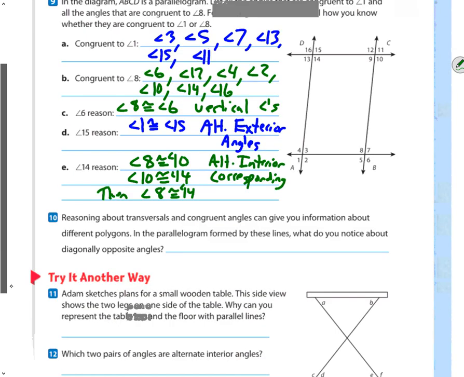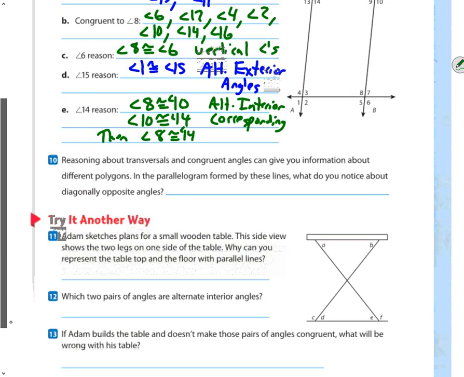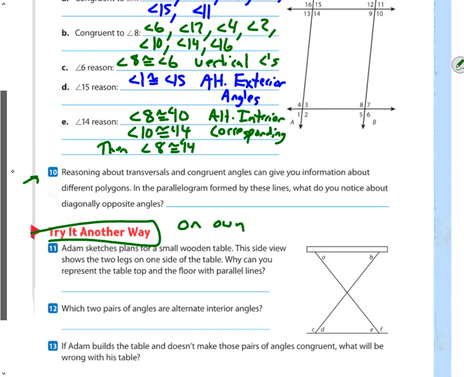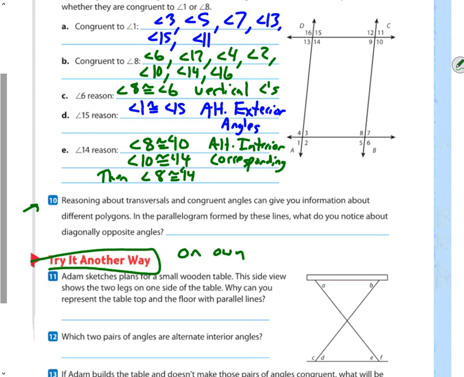Last question that we're going to discuss is number 10. And then I'm going to have you try on your own. Well, let's do number 10 real quick. Reasoning about transversals and congruent angles can give you information about different polygons. In the parallelogram found by these lines, what do you notice about diagonally opposite angles? So basically 8 and 14.